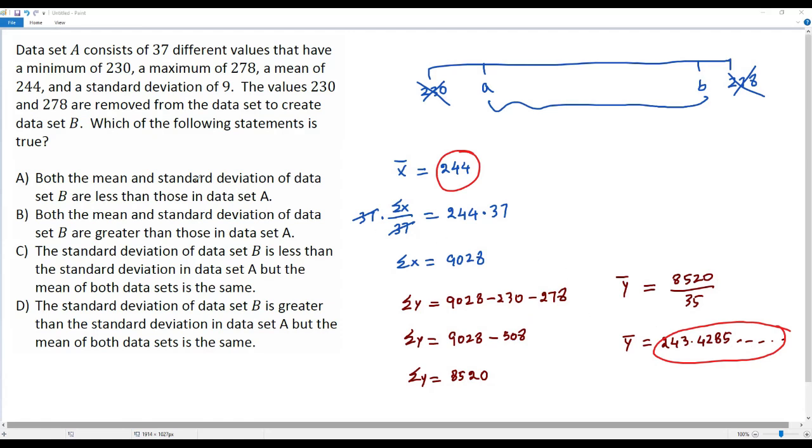And already we have discussed standard deviation. The standard deviation of the new data set B is smaller than the standard deviation of the original data set A. So both the mean and standard deviation of data set B are less than those in data set A. We find this exactly in answer choice A. The correct answer choice for this question is A.